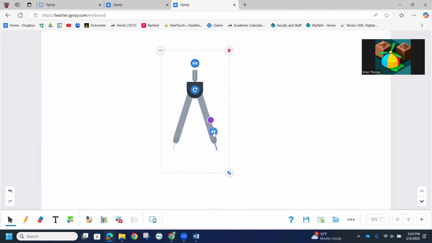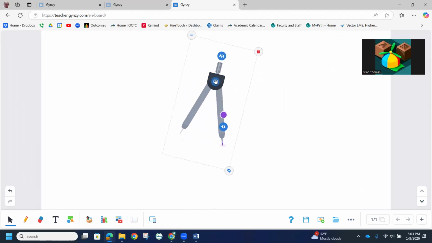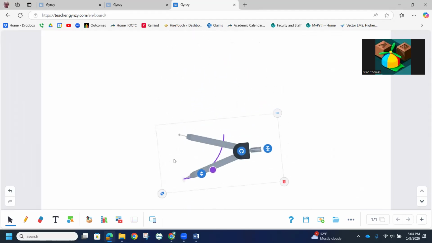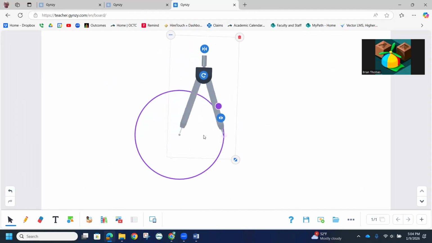You can use this button here to make the circle smaller or bigger if you want. Again, you can just grab it anywhere and move it around. Let's see what this does here. That just moves it that way, that way. Not much going on there. But if I want to draw a circle, notice how this sharp point is going to be the center of the circle, and this little spot over here is going to be the actual circle. If I grab the tip of this little guy and rotate it around, notice how it will draw me a nice, pretty circle.